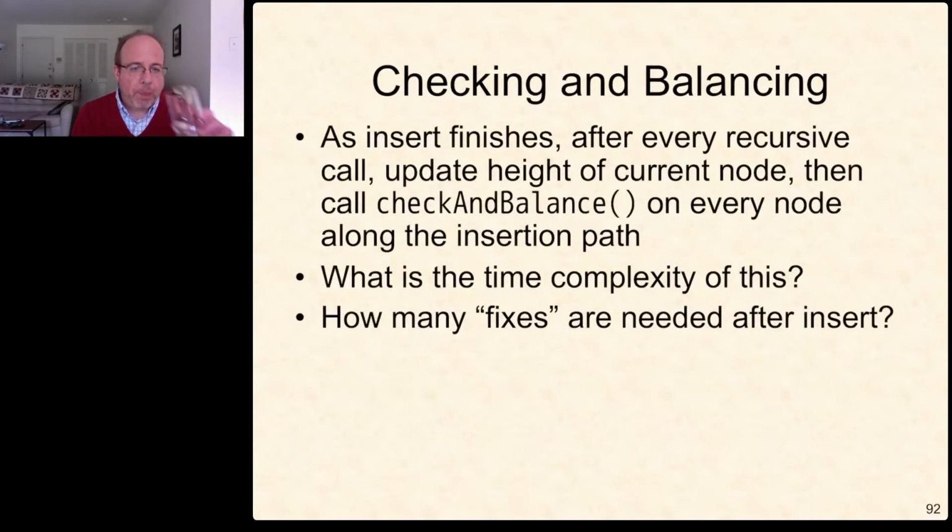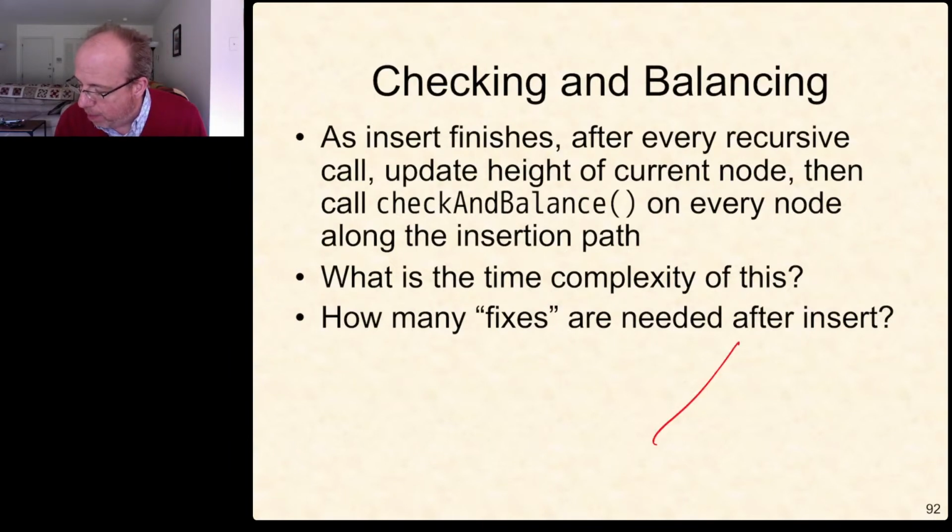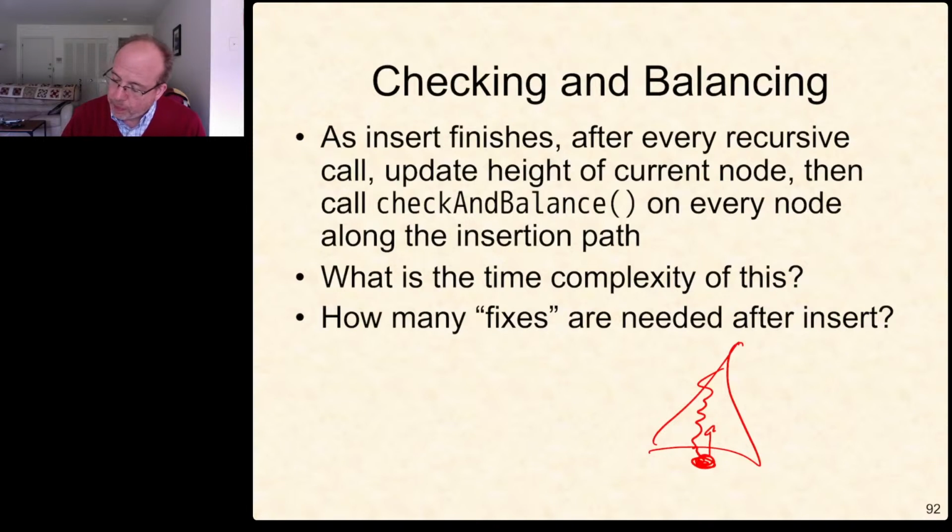So again, we have a tree. We're going to recursively descend down the tree until we find the place to insert, and then we're going to walk our way back up. As we unwind the recursion, we update the height of every recursive node, and then we call check and balance on every node. So the first question is, what's the time complexity of this?